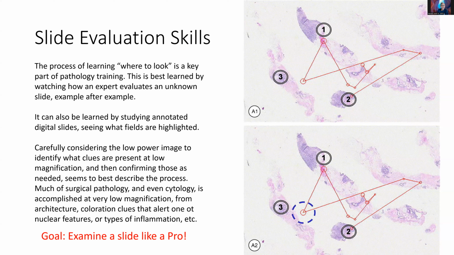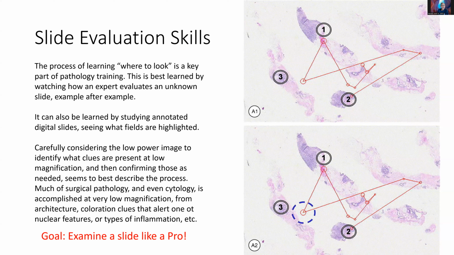Well, one of the best ways is to watch how an expert does it, to sit across the scope from them or to watch them virtually, how they examine a slide, to see what they see and where they go. It's even better if they can talk about what they're seeing and what they're looking for and why they're going to where they're going. It can also be accomplished using annotations on a digital slide, because those will oftentimes identify areas where they see, this is something that would be helpful for me to make the diagnosis.